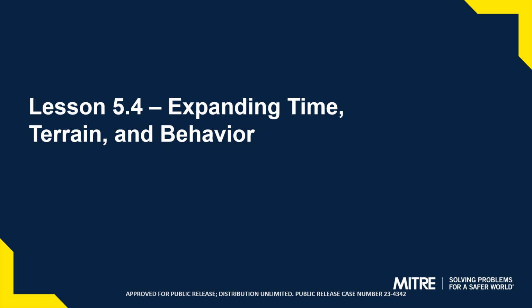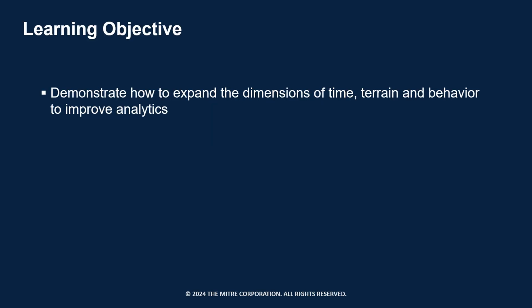In previous lessons, we talked about how to ensure an analytic accurately represents the original intent and how to check and improve performance, precision, and recall. Now let's go over how to expand the time, terrain, and behavior the analytic covers so it can be used in production. By the end of this lesson, you'll be able to demonstrate how to expand the dimensions of time, terrain, and behavior to improve your analytics.